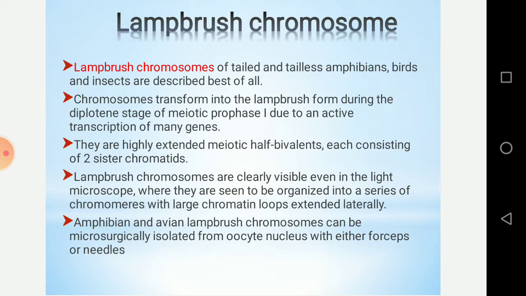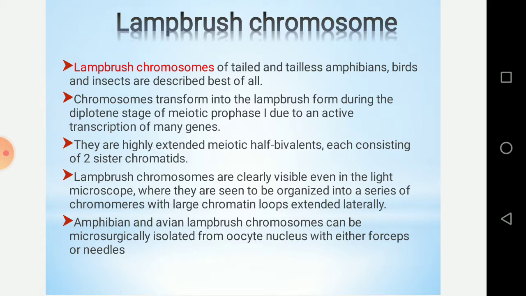Now coming to the last part of this chapter, that is lampbrush chromosome. Lampbrush chromosomes of tailed and tailless amphibians, birds and insects are described best of all. It means it is found in all these organisms, and in these organisms it is best described. Chromosomes transform into lampbrush form during the diplotene stage of meiotic prophase 1 due to inactive transcription of many genes. So they are formed in the diplotene stage of prophase 1.